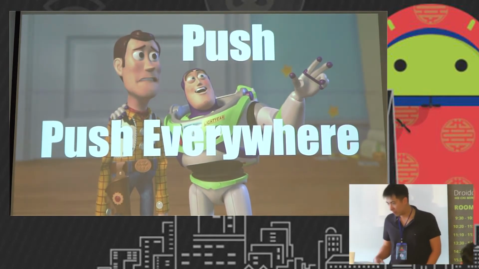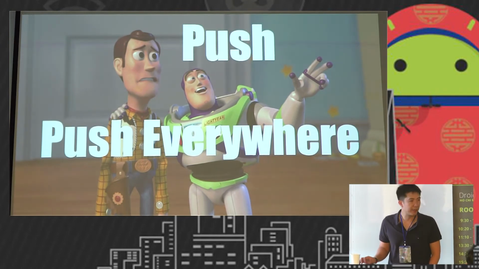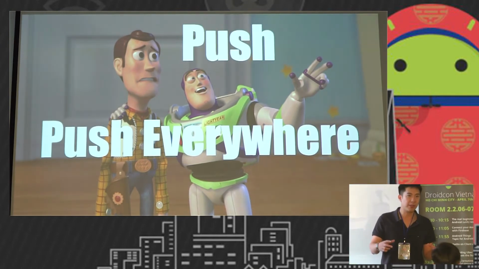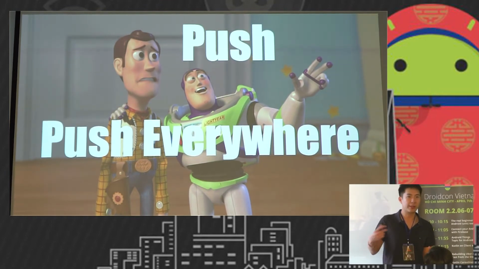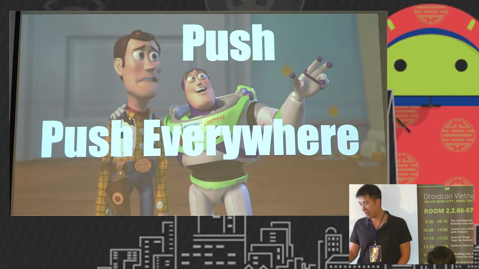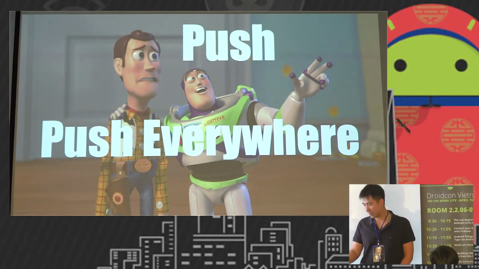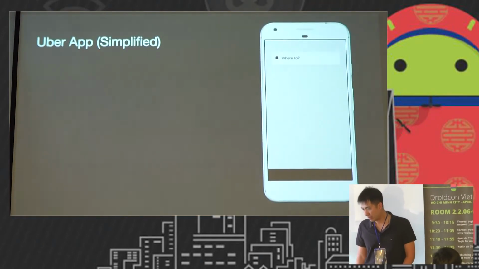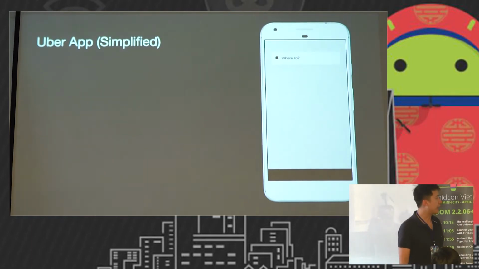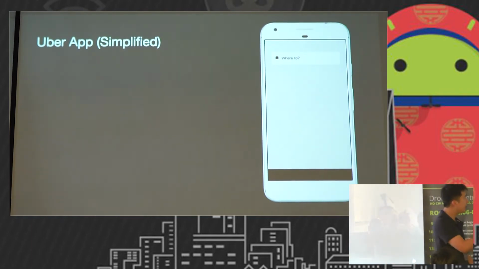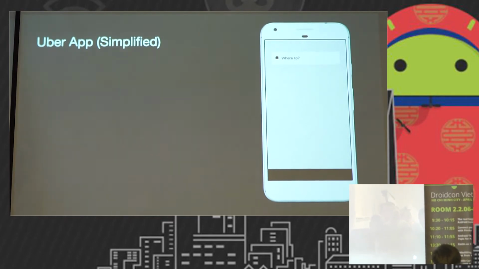But we found that people were very creative. Once we have a very stable, very high performance channel, they actually found a lot more creative use cases on top of this. So I can talk more about some of those cases. Let's talk a little bit about the model of the Uber app so that you can understand. This is a very simplified model of the app.